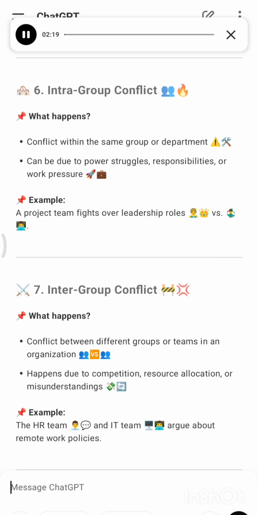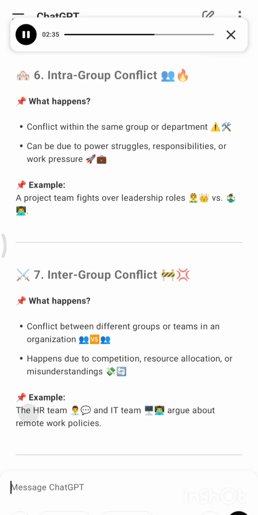7. Intergroup conflict. What happens? Conflict between different groups or teams in an organization. Happens due to competition, resource allocation, or misunderstandings. Example: the HR team and IT team argue about remote work policies.